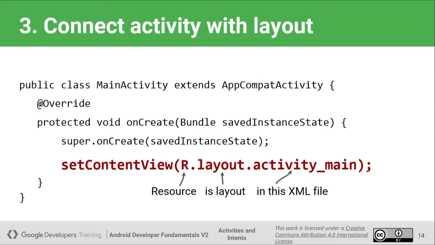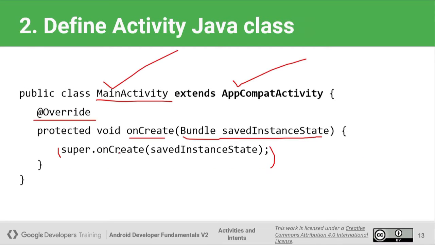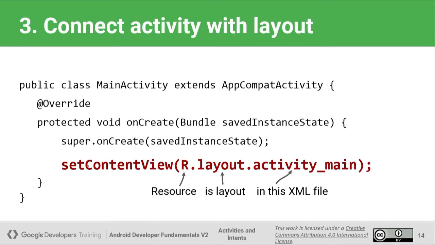So let's move on and see how we connect activity with the layout. In the same class, after the previous line, we will write another line which is called setContentView. This is the resource file, R.layout is the layout file, and this is the main activity file. So in this fashion we connect activity with the layout.